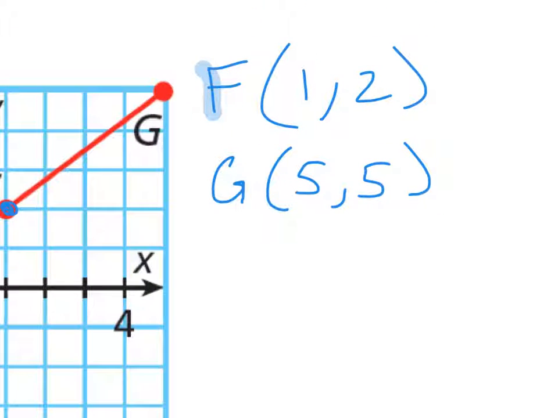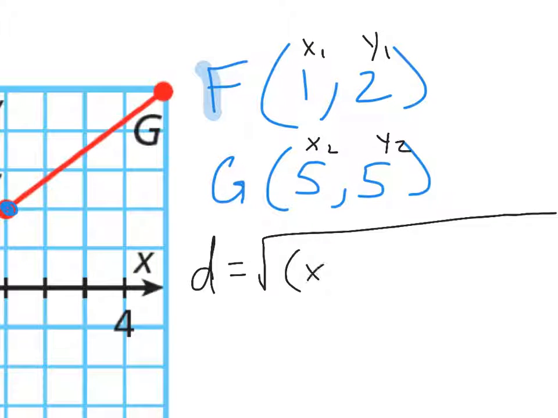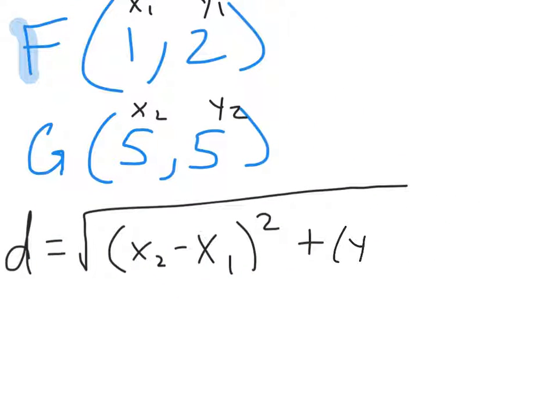So let's say that F is our first point. So 1 will be x1, 2 will be y1. And then G is our second point, so we have x2 and y2. So the distance formula is the square root of x2 minus x1 squared plus y2 minus y1 squared.